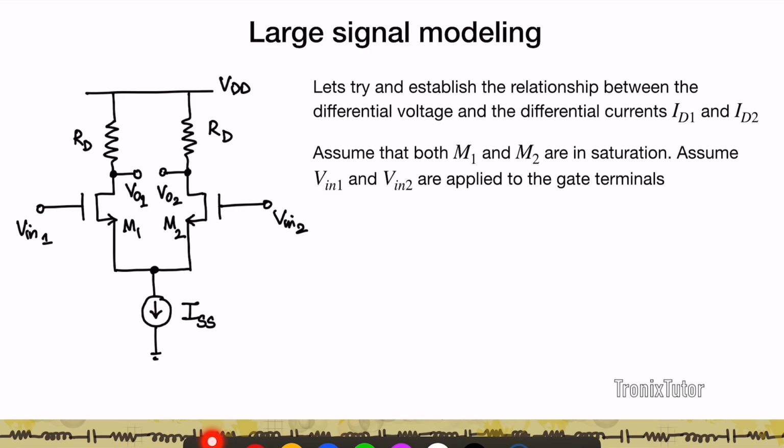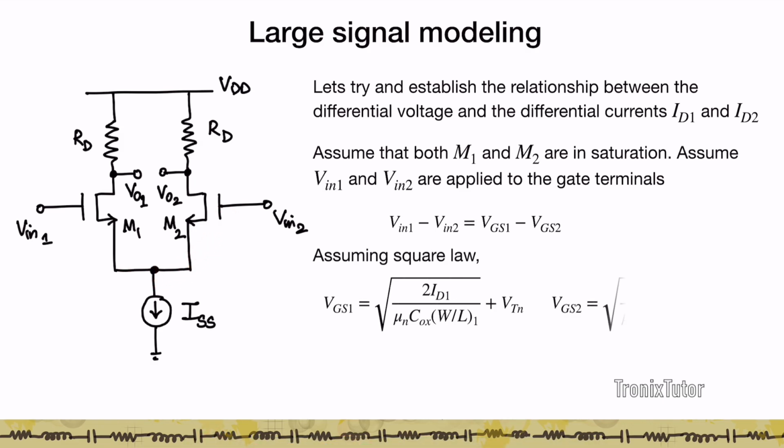So let's first assume both M1 and M2 are in saturation. We also assume that Vin1 and Vin2 are applied to the two gate terminals. Now if I look at Vin1 minus Vin2, remember that the sources of both the transistors are essentially the same. So Vin1 minus Vin2 is going to be equal to VGS1 minus VGS2.